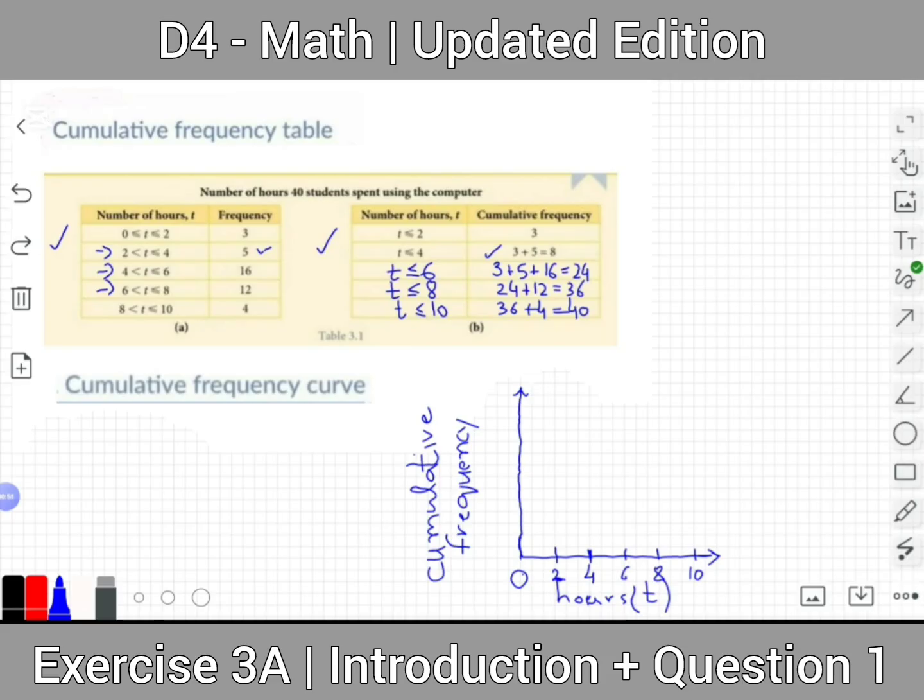Here we are scaling the cumulative frequency along the y-axis. Here we have 8, 16, 24, 32, and 40.